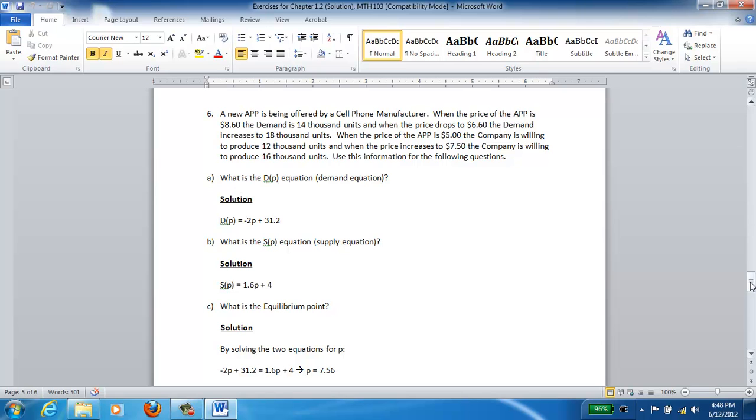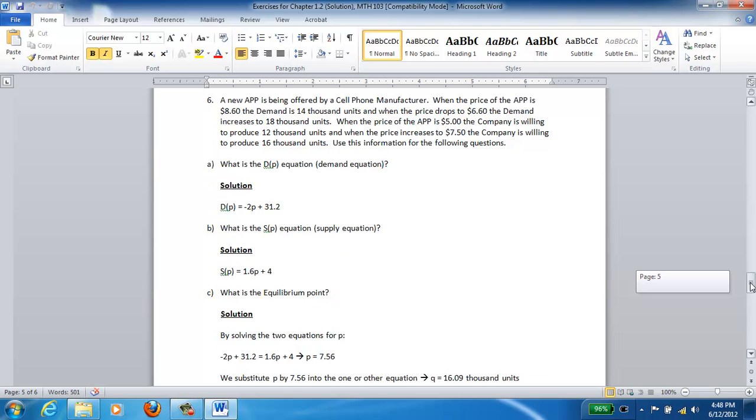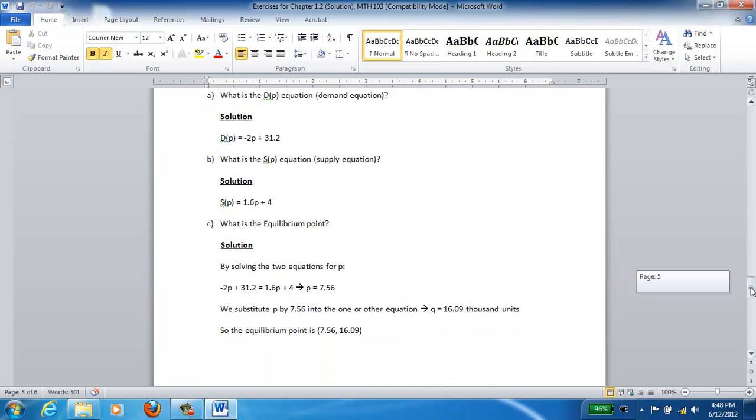In a similar fashion, the information about supply is given. The price of the app is $5. The company is willing to manufacture 12,000 units, and when the price increases to $7.50, the company is willing to manufacture 16,000 units. Using this information in a similar fashion, we can come up with a supply equation of S(P) equals 1.6P plus 4.